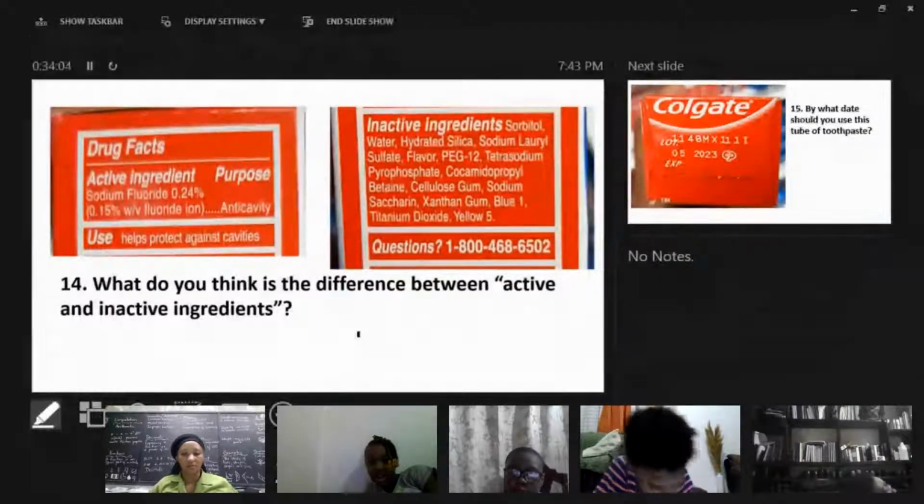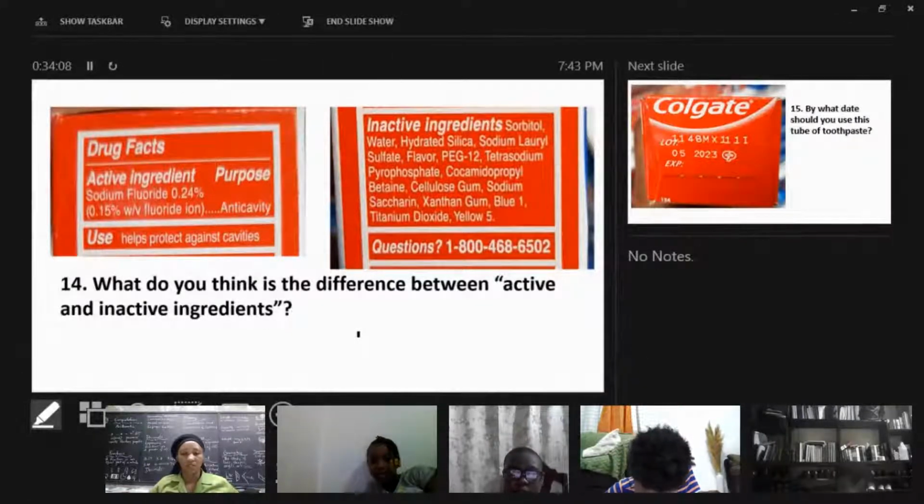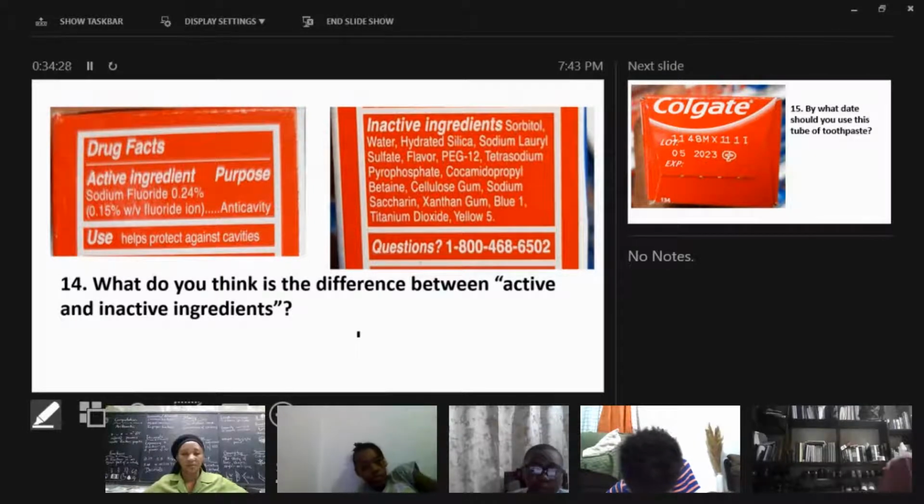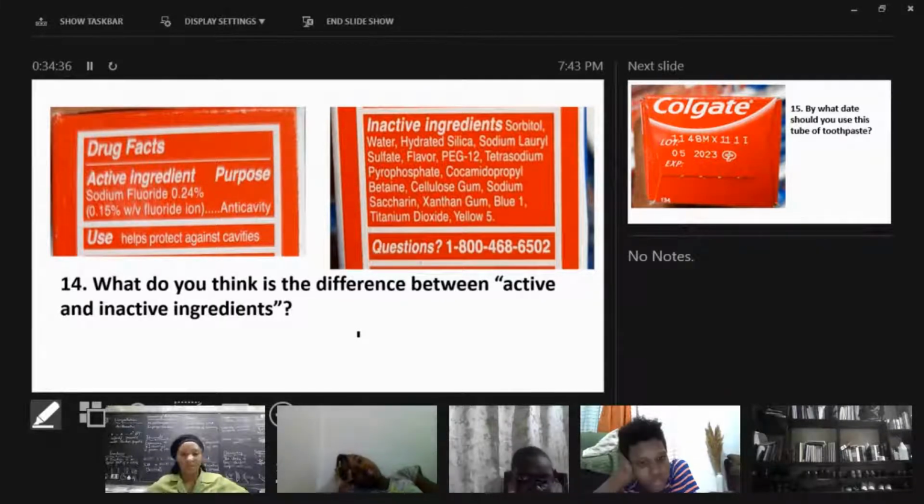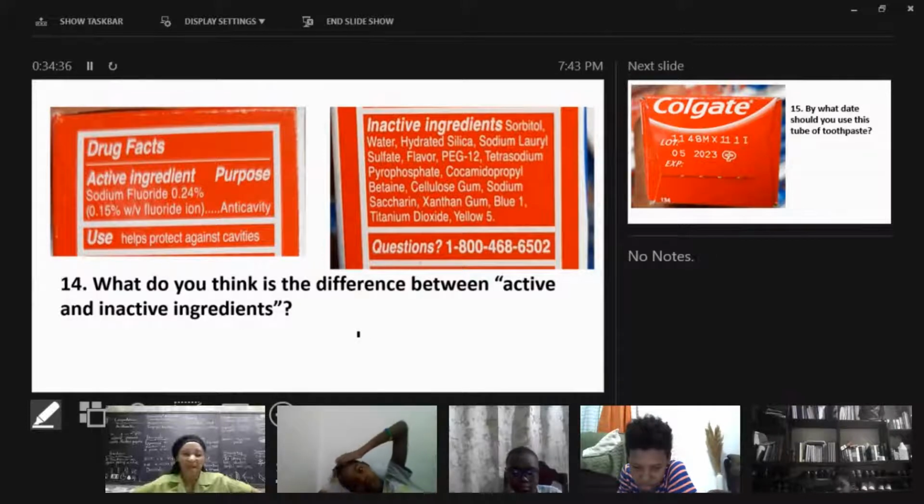Inactive ingredients: sorbitol, water, hydrated silica, sodium lauryl sulfate, flavor, PEG 12, tetrasodium pyrophosphate, cocamidopropyl betaine, cellulose, sodium saccharin, xanthan gum, blue 1, titanium dioxide, yellow 5. I can't pronounce them.